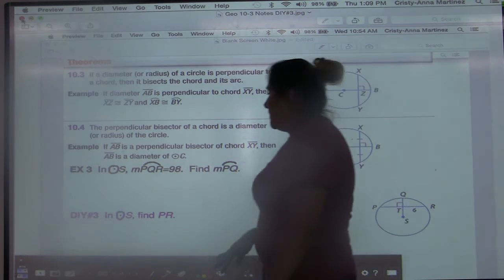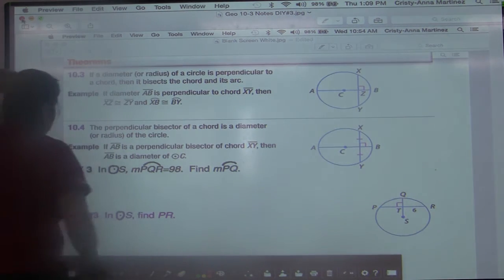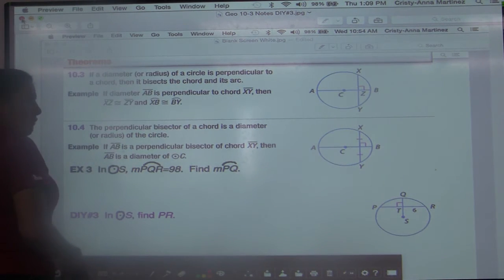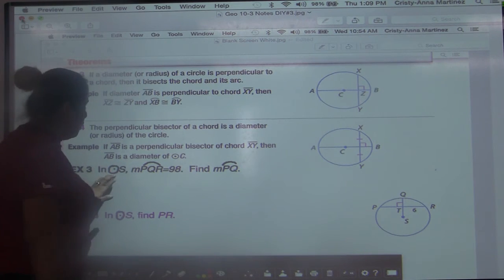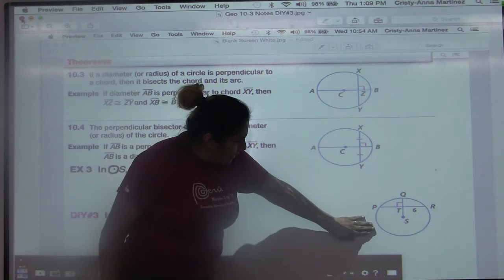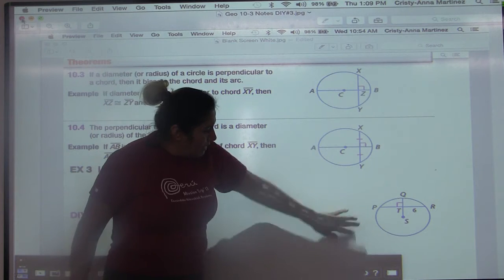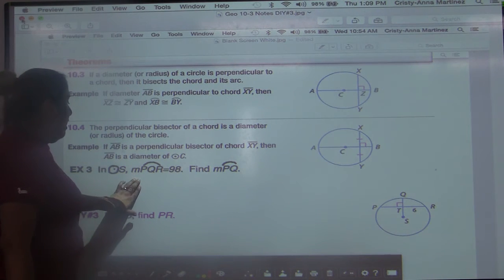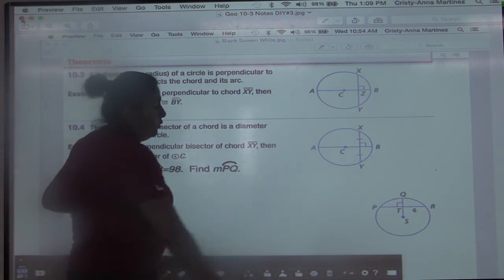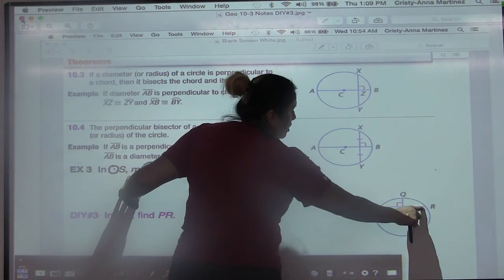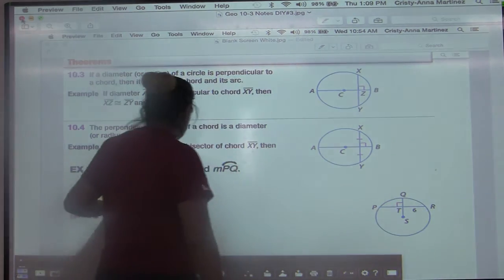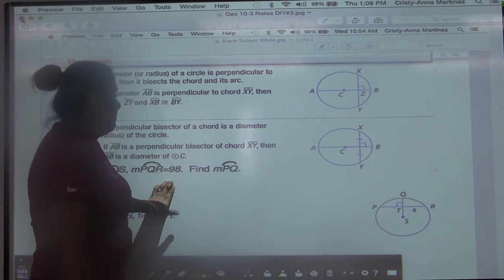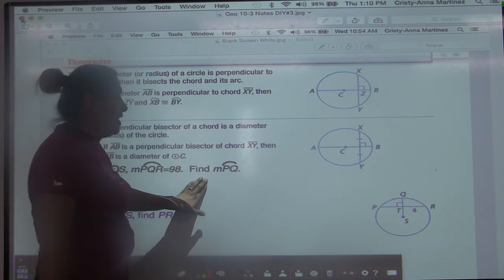So that being said, we're going to apply that into example 3. For example 3, we're going to be focusing on circle S, which is down here. So make sure you're looking at this example, not the ones up here, but that diagram. It says the measurement of arc PQR, which is this arc here that's associated with the chord PR, is 98 degrees. And they want us to find the measurement of arc PQ.